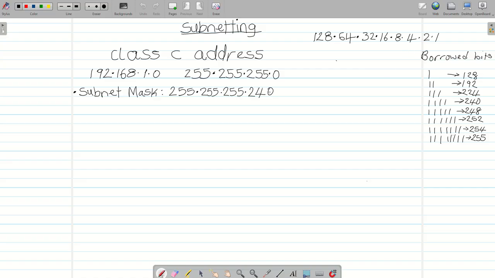Okay, so this new mask, if you come here, you see that I have enumerated the borrow bits. So if you borrow 1 bit, you'll be having 128 as your subnet mask there. If you borrow 2 bits, you'll be having a corresponding value of 192. If you borrow 3, you have 224. If you borrow 4, you have 240, which means we need 4 bits, right, to get our subnet, to get this 240.